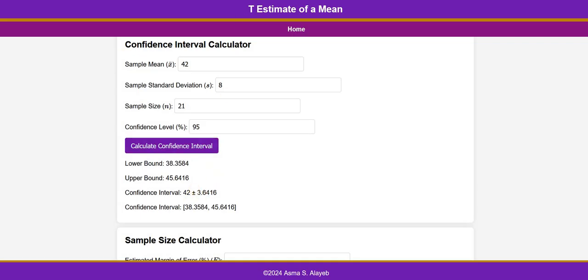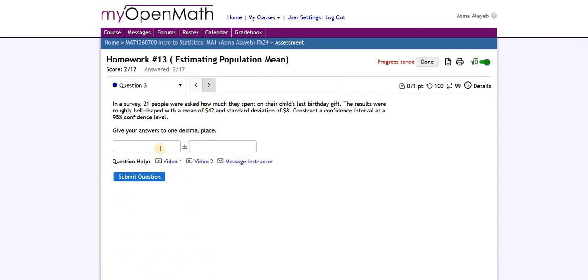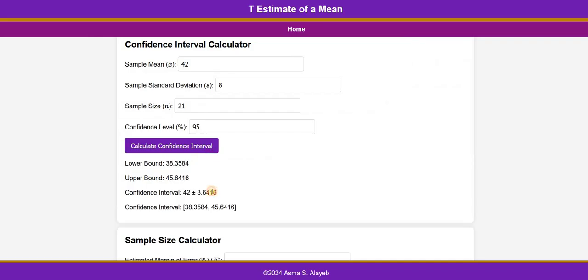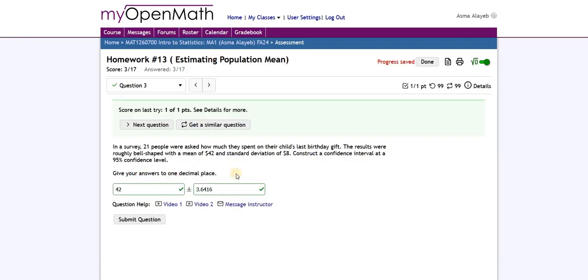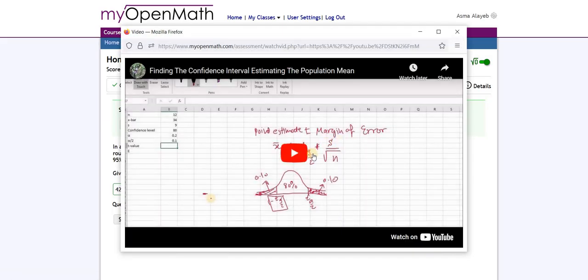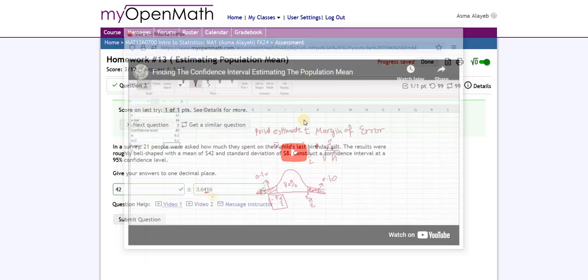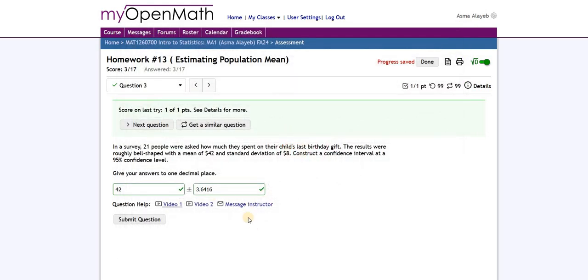So what they want us to write the interval as, they want us to write it as the sample mean, which is 42, plus or minus the margin of error. So I have the margin of error here. I'm going to copy that and I will paste it right there. And that is how you're going to figure this out. Or you can basically compute the margin of error manually and then find the interval that way as well. So you can watch this video to figure out how to do it manually.